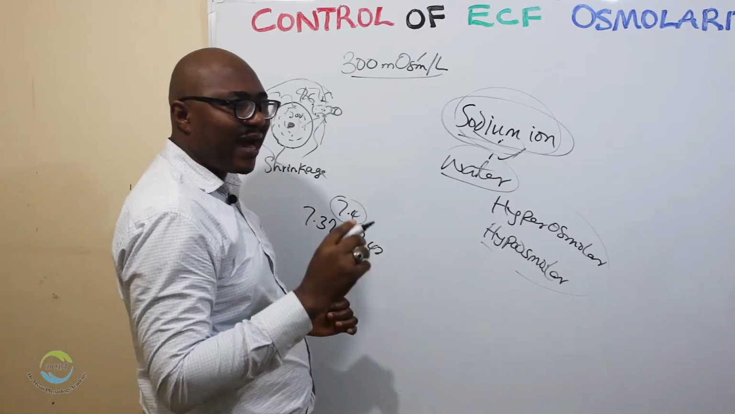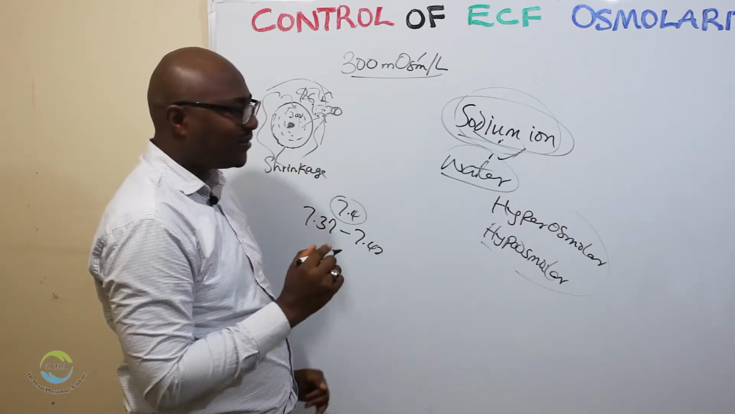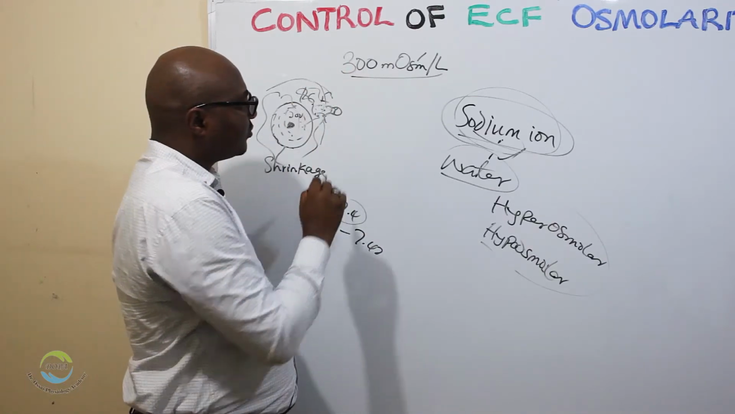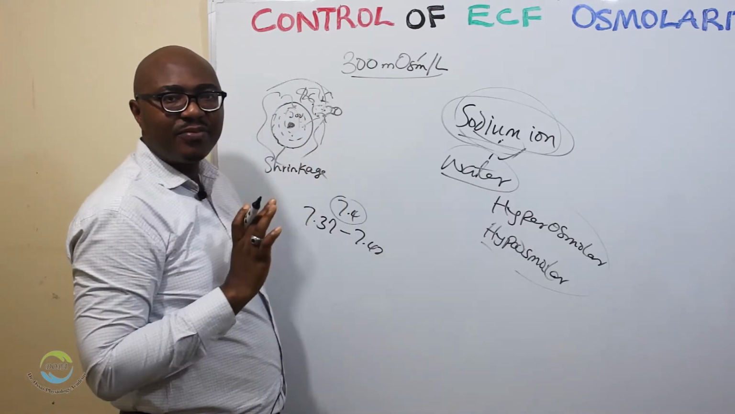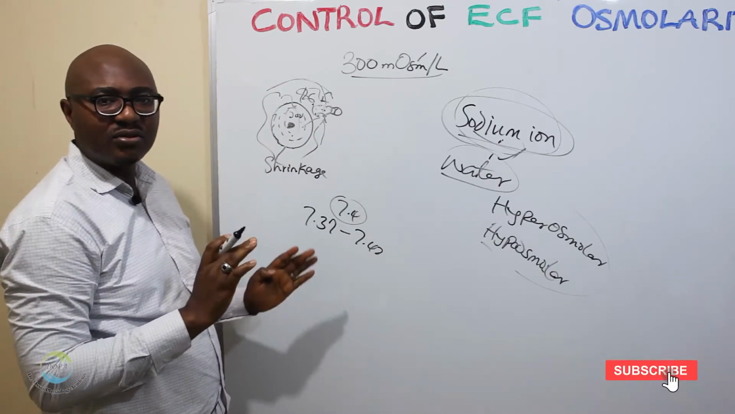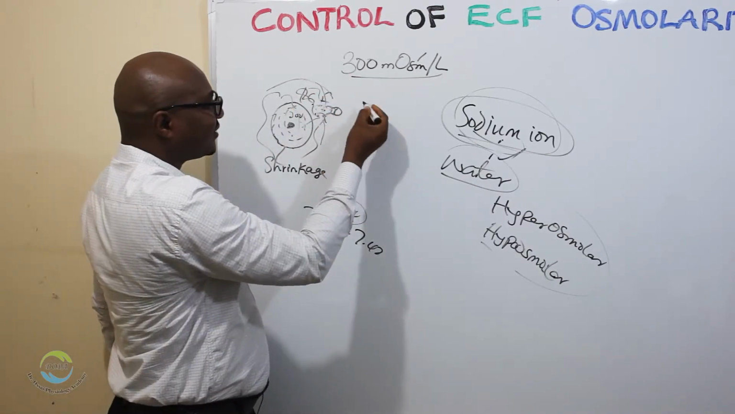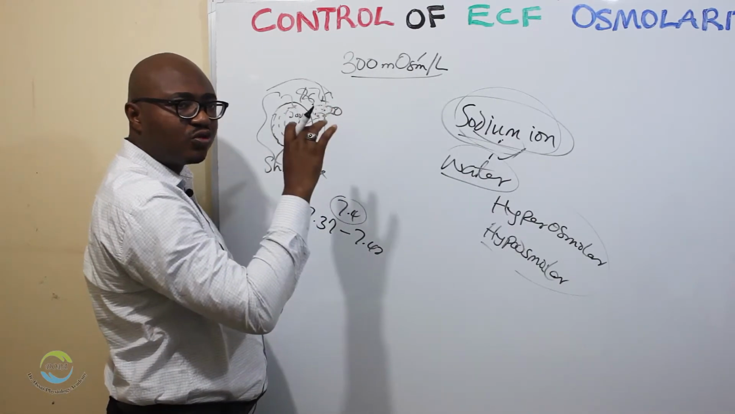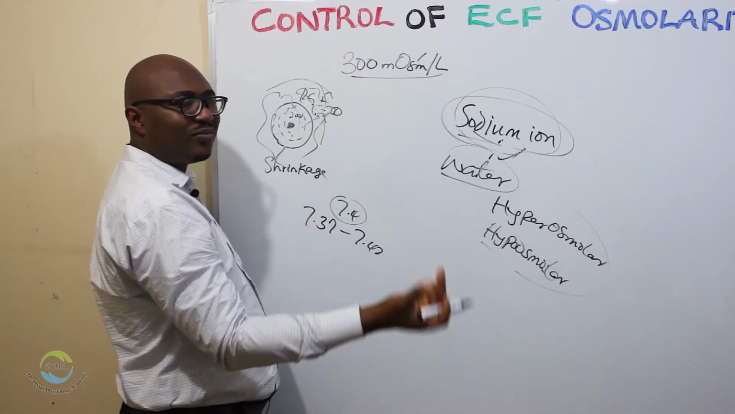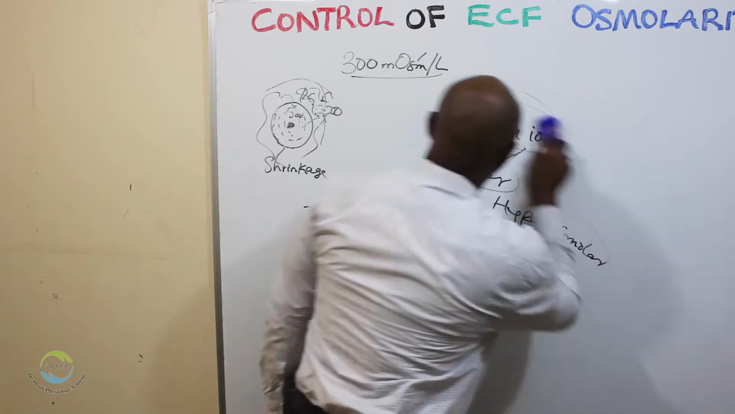So now, what exactly happens when there is a change in osmolarity? Let's say, for example, the osmolarity increases. There are two things that can happen. When this ECF osmolarity increases, let's say 380 and so on, there are only two things that can happen. Either there is addition of solute. Let's say sodium is the most abundant. There is excess of sodium that is added to the ECF. So let's write it down.